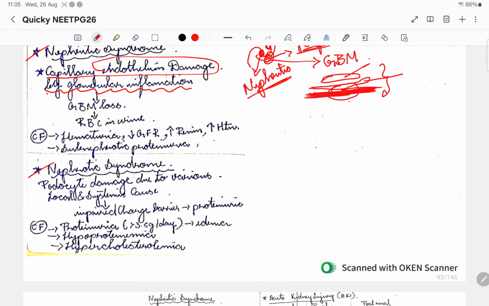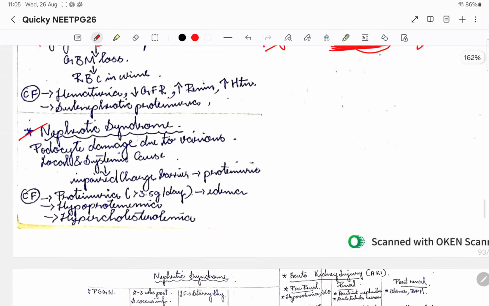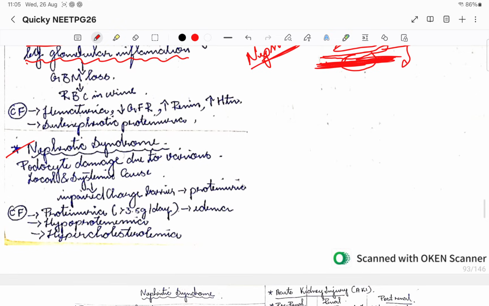Okay, then coming to nephritic syndrome. So basically how it will present is, the endothelium is affected, so there will be RBC in the urine. Because the endothelium is getting affected, the blood can leak out, right? So blood and RBC can leak out, that is why RBC will be in the urine. That is why the clinical features will be hematuria, reduced GFR, increased renin, and hypertension. Because the blood is getting leaked out, there is a reduced amount of blood that is coming to the kidney.